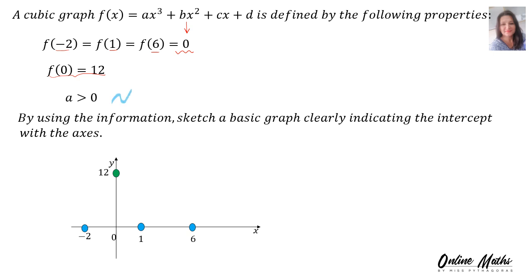So when you go to the graph, you will see that you will have to pass -2, you will have to cross 0 and 12, and then somewhere there your graph will turn, we don't know where. It has to pass 1, it has to pass 6. So there is a rough sketch of the information given.